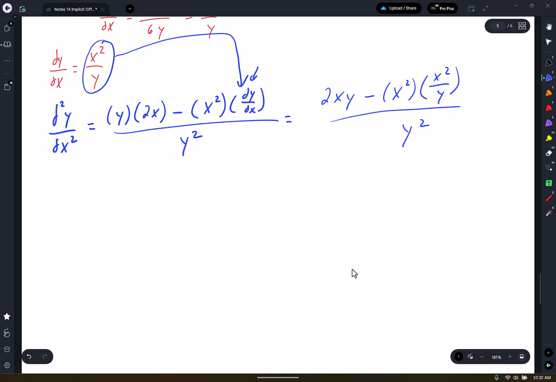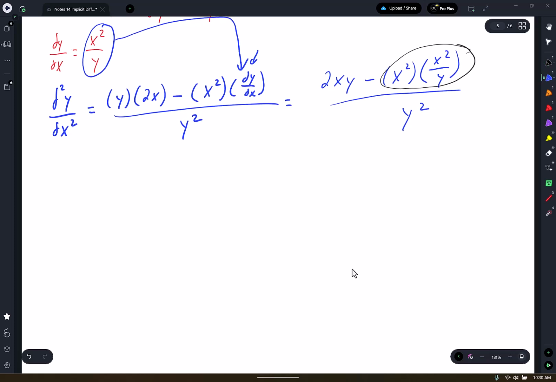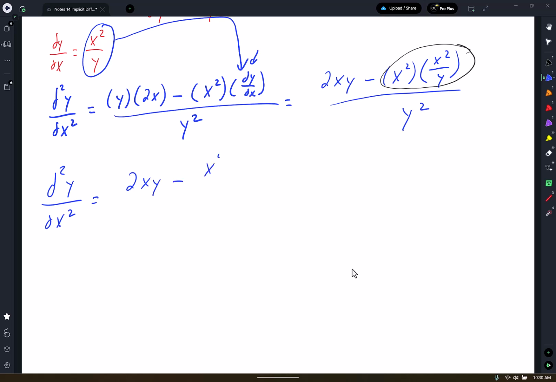So here we go. When I multiply this one right here in black, what's x squared times x squared? Not 2x. So here we go: d squared y over dx squared equals 2xy minus x to the fourth over y squared. Now, catch up to here.